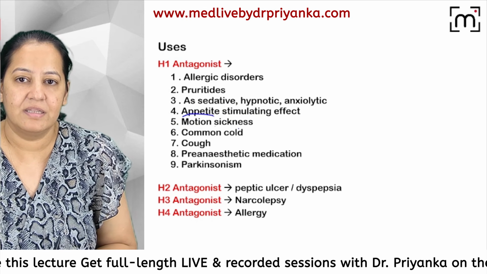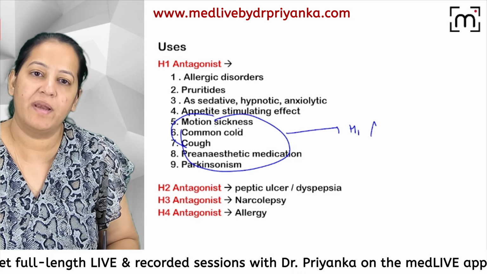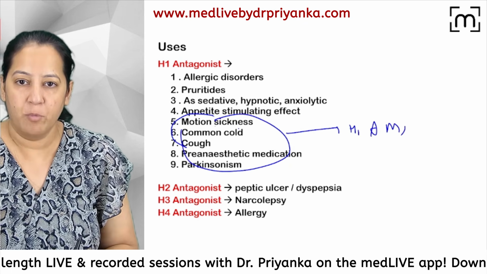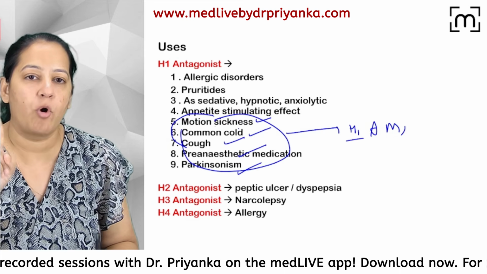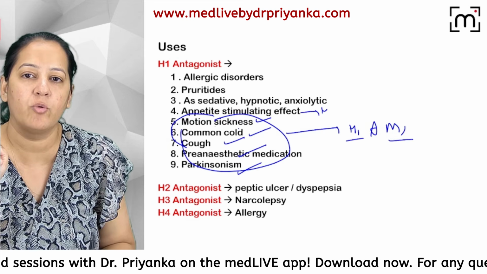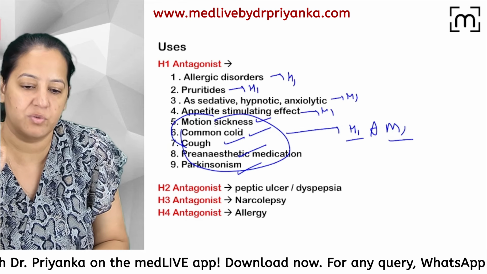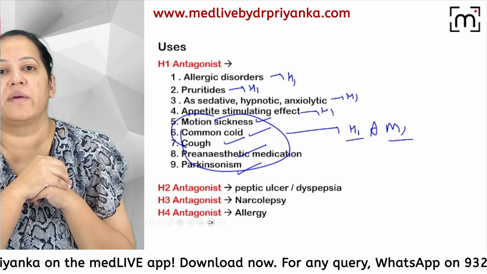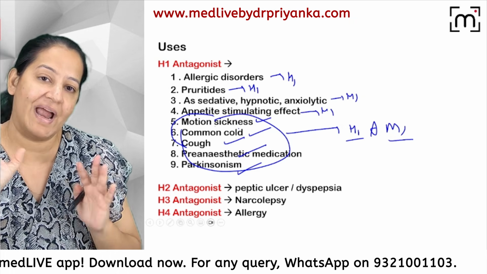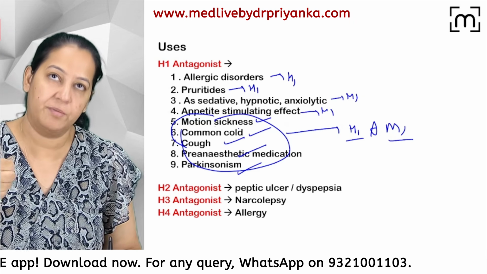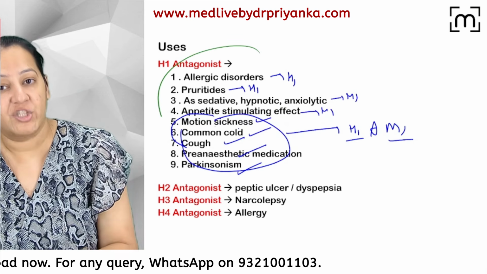Out of all these actions, I guess these 5 actions involve H1 and M1 blockage both. In motion sickness, common cold, cough, pre-anesthesia and Parkinsonism, we have blocked both. Here we have blocked only H1. Here we have blocked only H1. So this also comes as a question in your exam. Which of the uses involve only antihistaminic action and which involve antihistaminic and antimuscarinic action both? Give me a thumbs up, people. Got it? Yes or no? Respond.